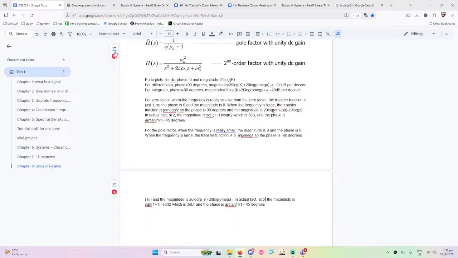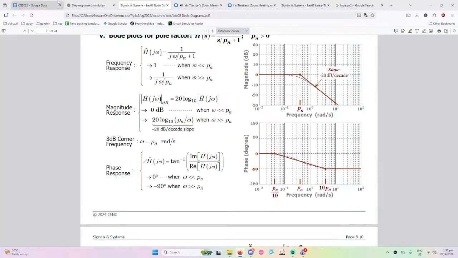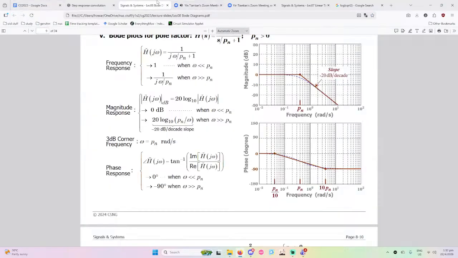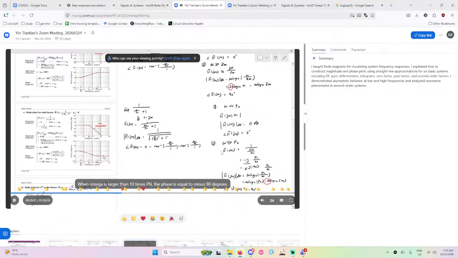What is the phase of the frequency response when omega is much larger than Pn? The phase is equal to minus 90 degrees, right? So it is equal to minus 90 degrees. When omega is larger than 10 times Pn, the phase is equal to minus 90 degrees.